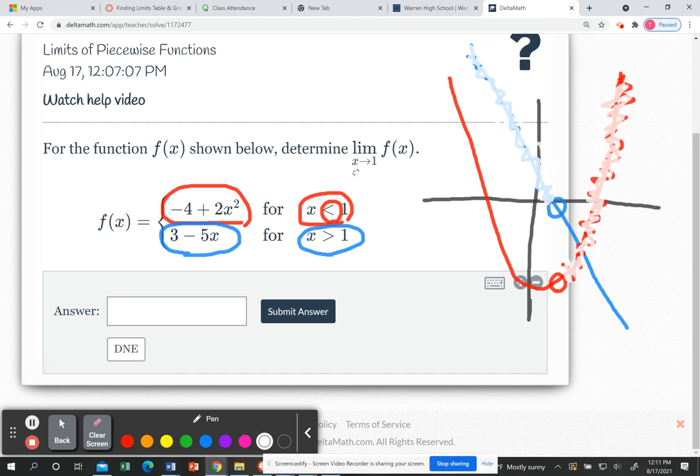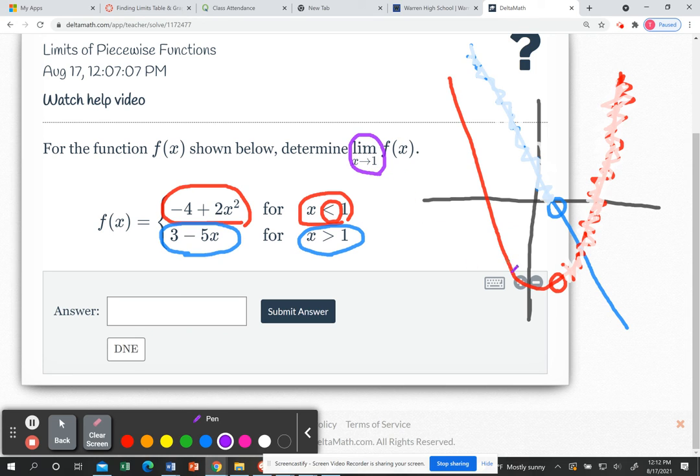Okay, so think about it. Now take a look at this. It doesn't have a plus side or a negative side. What's the meaning of x approaching 1? From both sides.